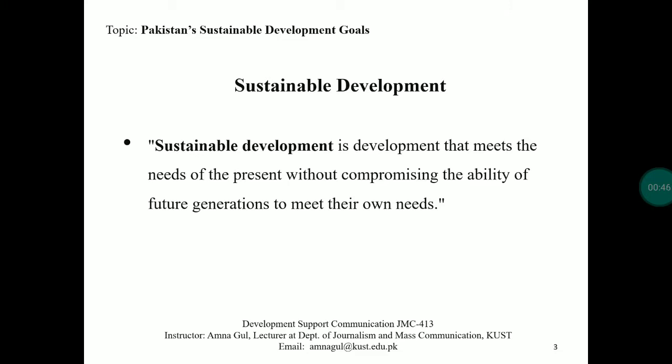Sustainable development is development that meets the needs of the present without compromising the ability of future generations to meet their own needs. We have had a discussion of these things earlier as well. For example, if there is a current need of transportation, so sustainable development would be that setup of transportation that does not compromise, that does not affect the future.